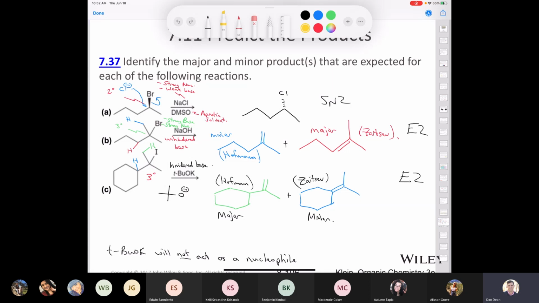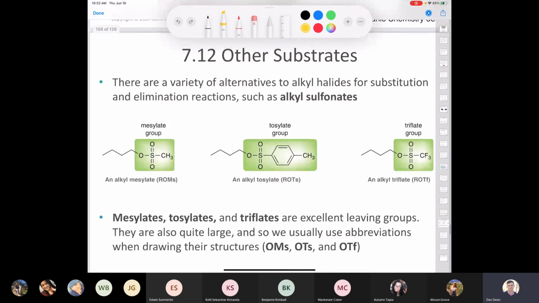Okay, we have one section left that deals with new chemistry. That's section 7.12, where we talk about other substrates. Don't you love it? What a great title. It's just others, kind of at the end. What it means by other substrates, if you think about the first part of this chapter all the way through 7.11, every substrate that we looked at was an alkyl halide, right? It always had a chloride, bromide, or an iodide as a leaving group.